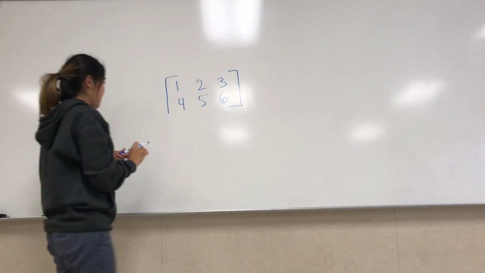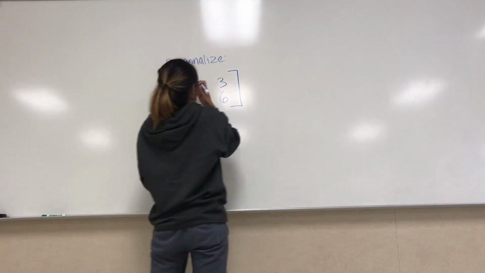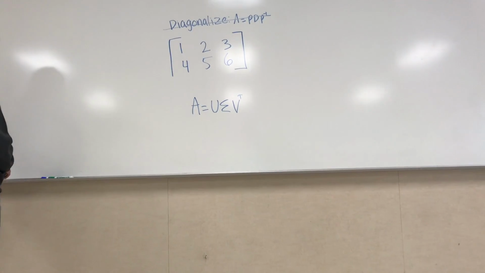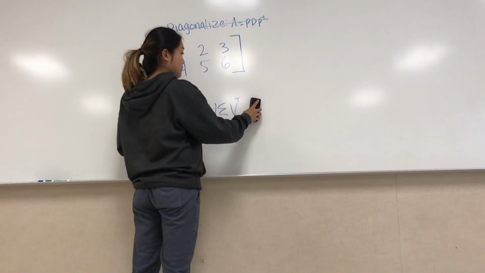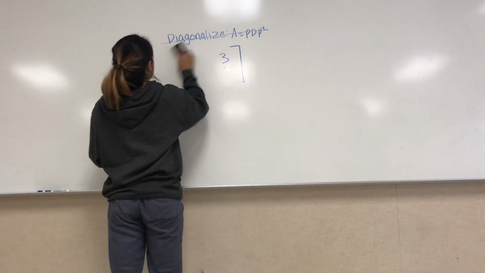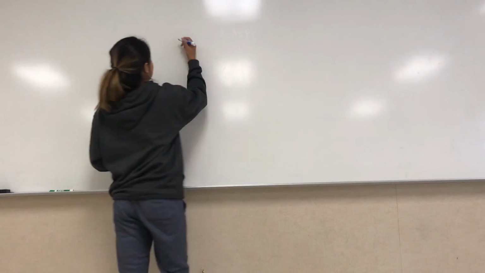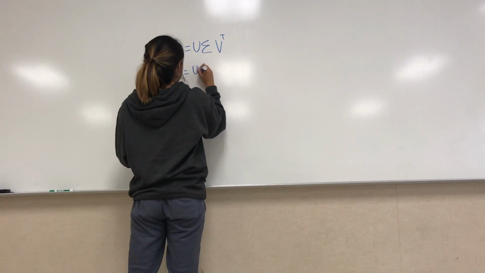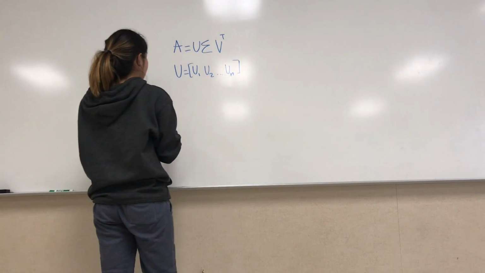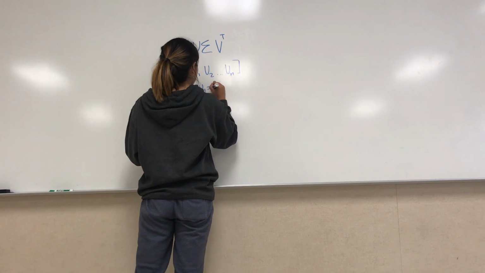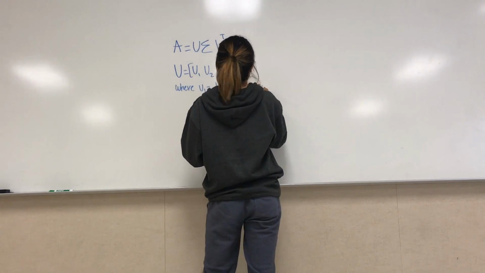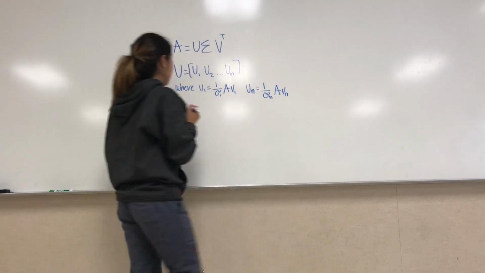Sometimes the matrix is not an n by n square matrix, like the one shown below, which is a 2 by 3 matrix. So we cannot diagonalize this matrix. We are going to decompose A into 3 parts, which is U, sigma, and V transpose. U is a matrix made of n columns. U sub 1 is 1 divided by sigma sub 1 multiplied by A V sub 1. And U sub n is the same thing but in terms of n.